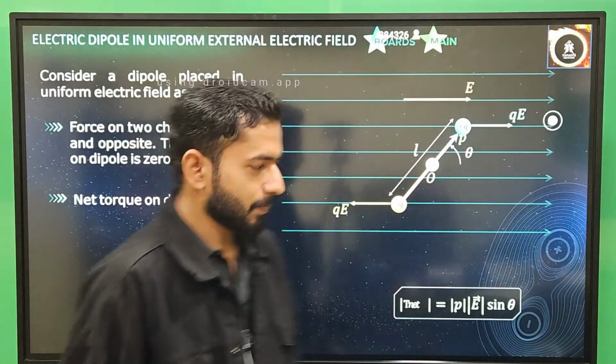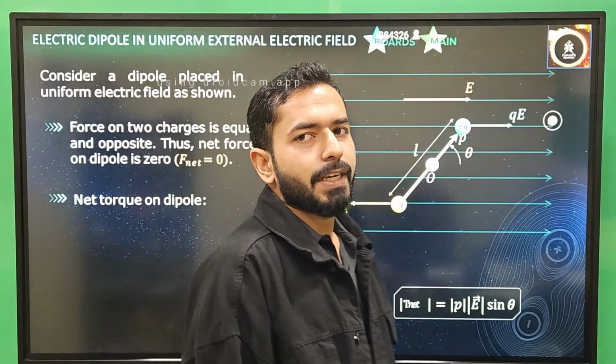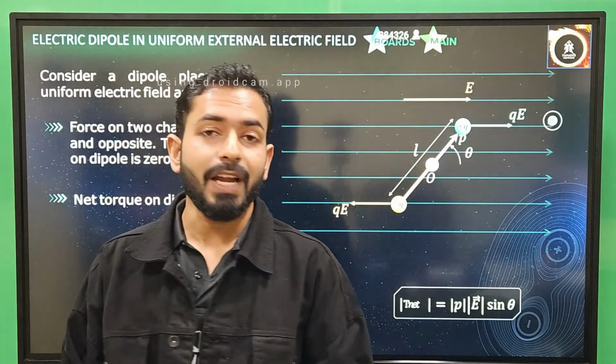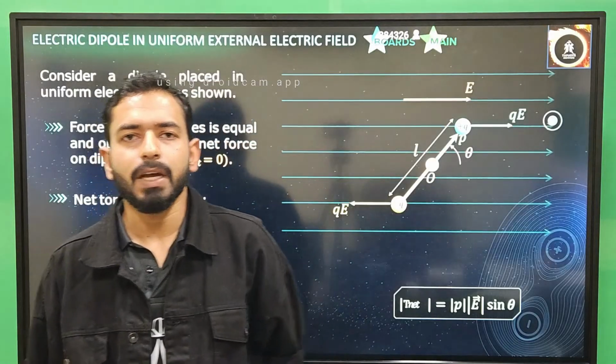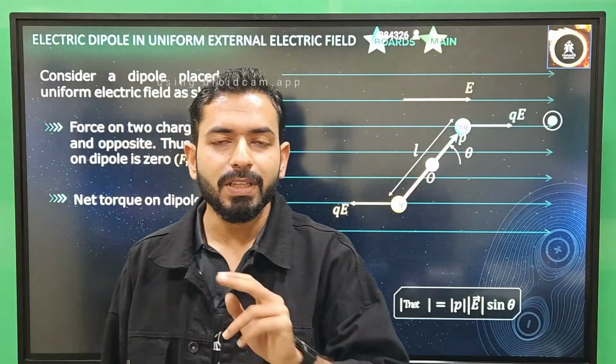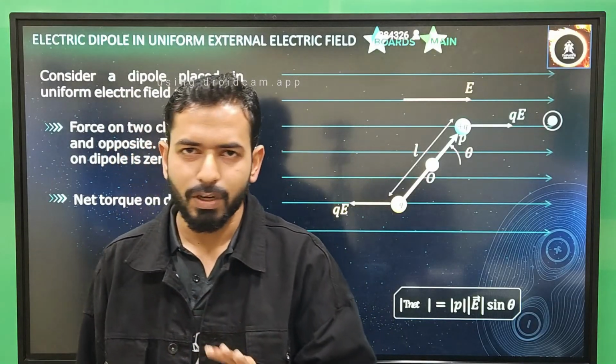Okay, fine, students. Let's begin. If I revise from last class, what was the electric field at the axial position? 2kp divided by r cube. At the equatorial position, what was the formula? kp divided by r cube. At the general position (r, theta), what was the formula? kp divided by r cube times the square root of 1 plus 3 cos square theta.